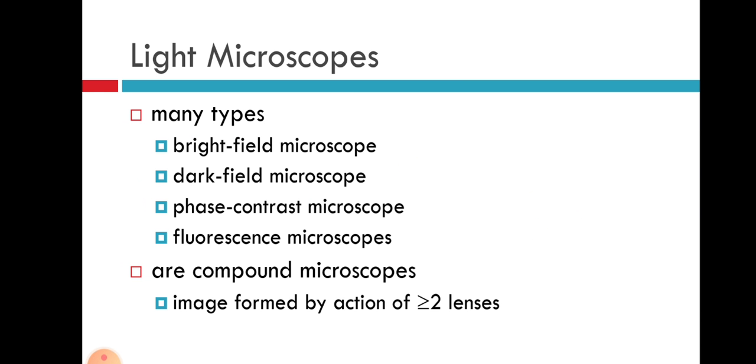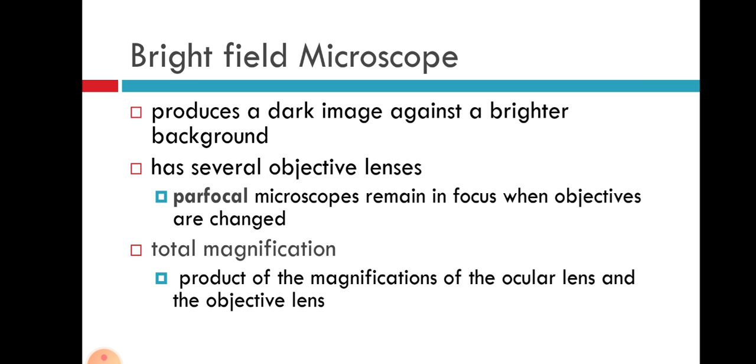Now let us see what a light microscope is. Light microscopes are of many types like bright field microscope, dark field microscope, phase contrast microscope, and fluorescent microscope. All these microscopes are compound microscopes, which means the image is formed by the action of more than two lenses. In a simple microscope, only one lens is used, whereas in a compound microscope, more than two lenses are used.